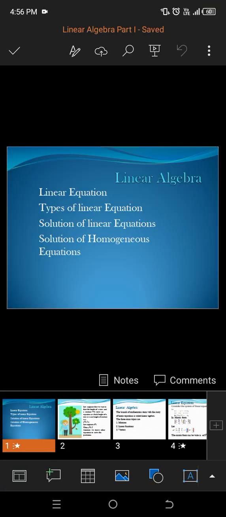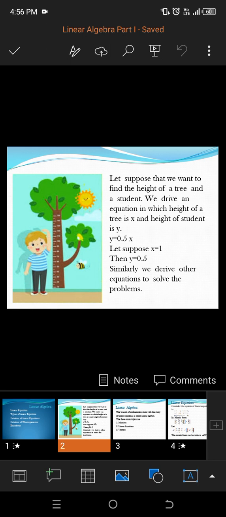Bismillahirrahmanirrahim. Today we discuss our topic, linear algebra: linear equations, types of linear equations, solution of linear equations, and solution of homogeneous equation. First of all, we discuss how to derive an equation.